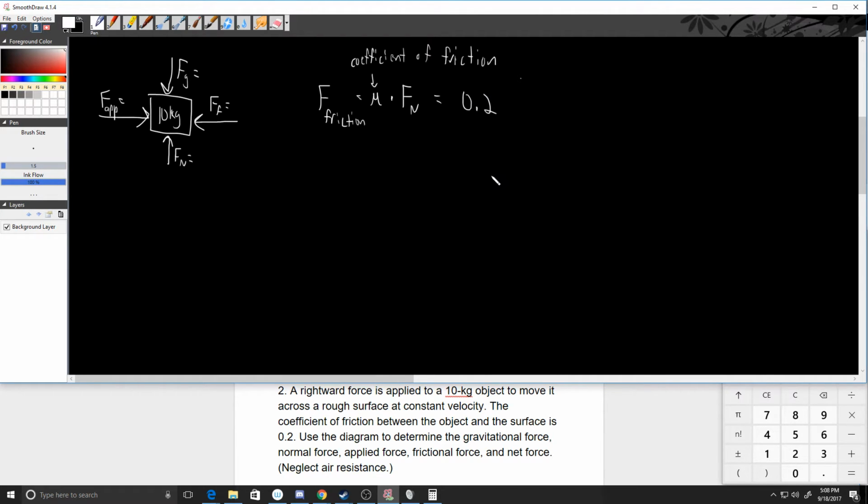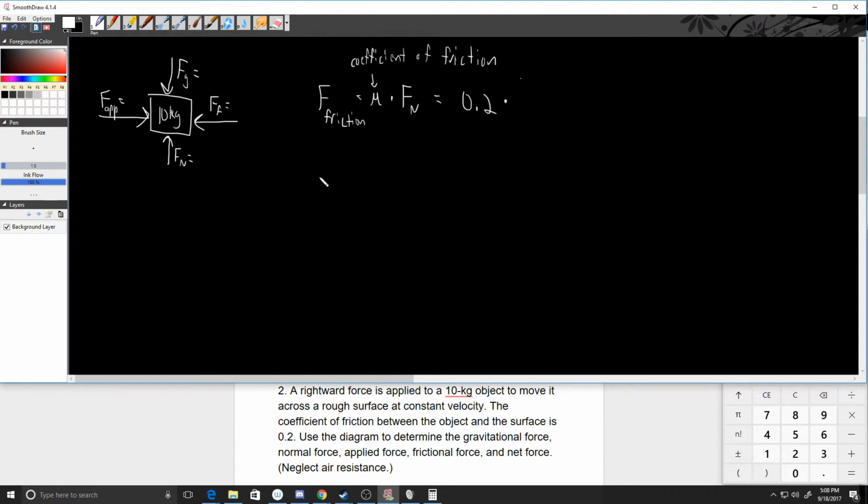Does it have a unit to it? Simply because our normal force is in newtons, force of friction is in newtons as well. So coefficient of friction, no units. All right. Looks like I need to figure out what the normal force is. How much is the ground pushing up onto the box?